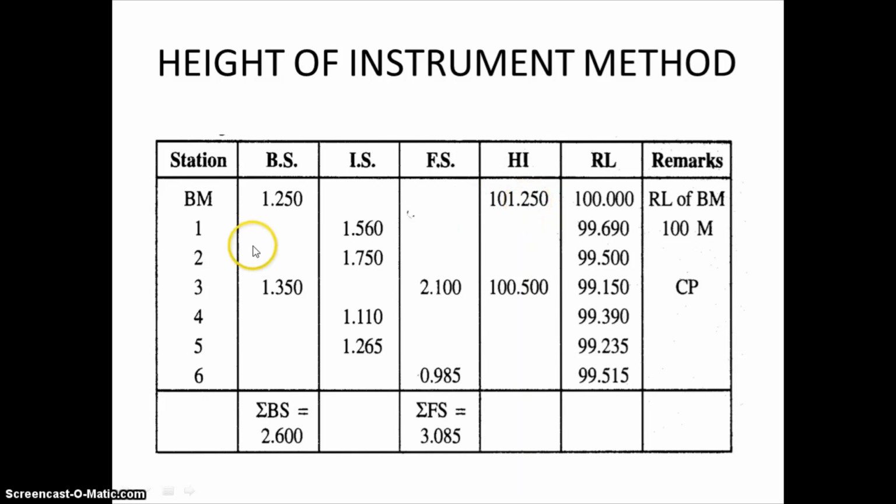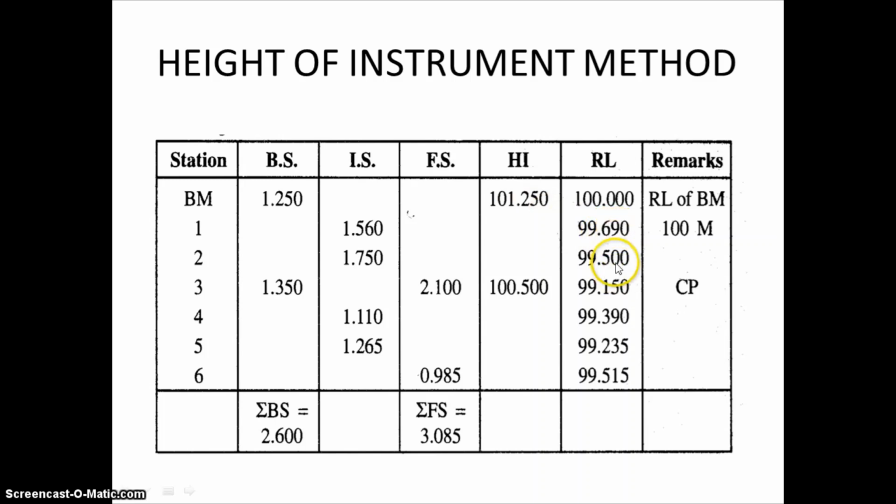Now what you have to do? These are all your staff positions: 1, 2, 3, 4, 5, 6, and you have to calculate the RL of all these station points. So how will you calculate in the HI method? Once you get your height of instrument value, you deduct this IS value from the height of instrument value. You will get the RL of this particular point, that is 99.690.